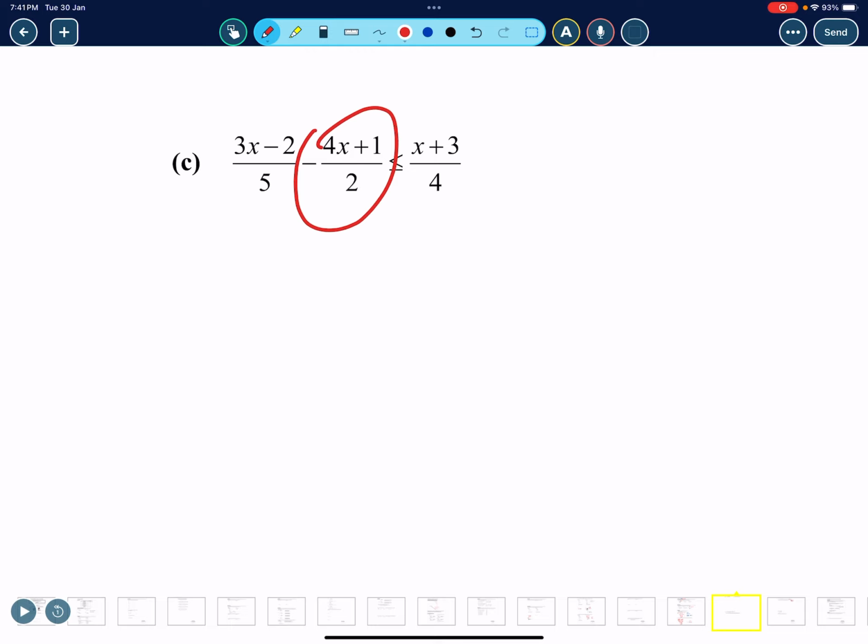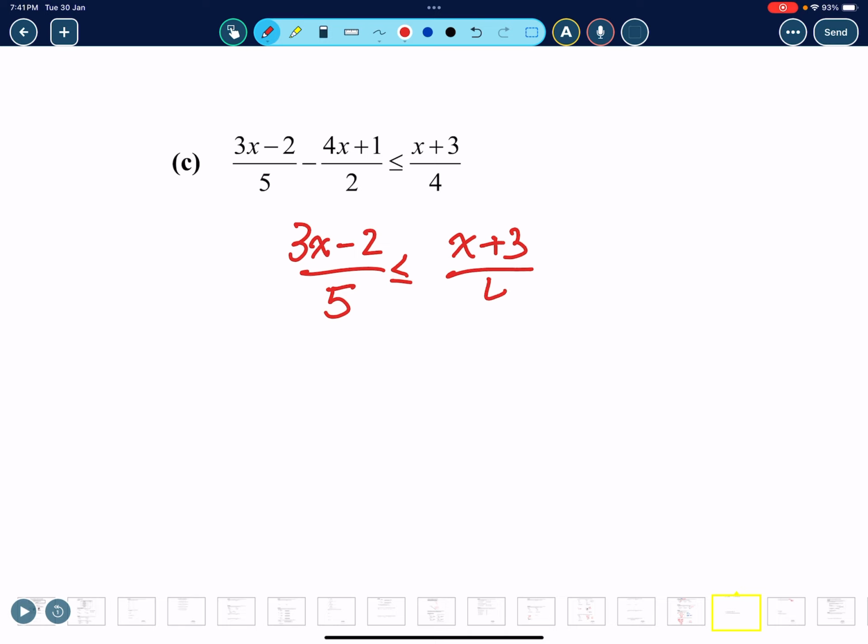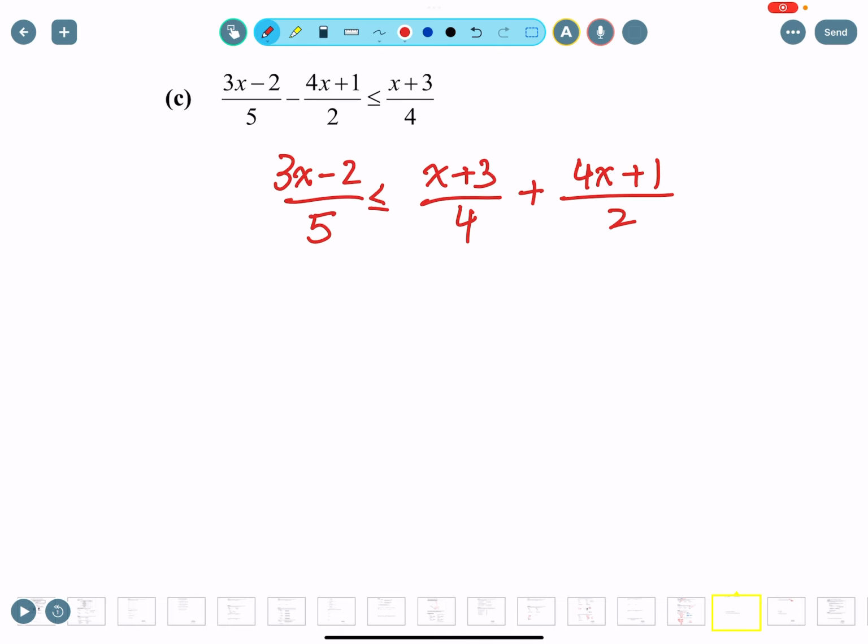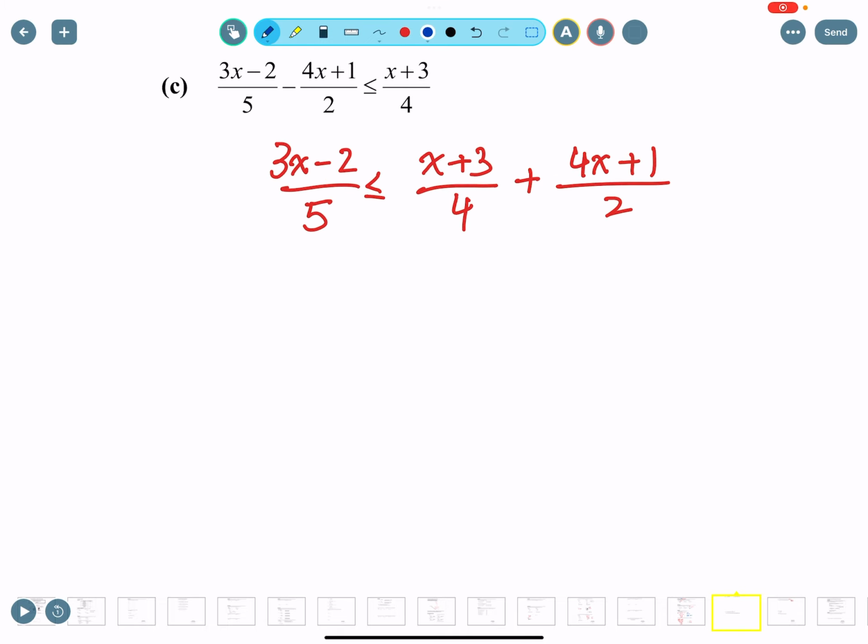Or you can move this to the right so that 4 and 2 can be easily combined together. I'll do that actually. I'll do the easy way. So I'm moving it to the right. It's 4x plus 1 over 2. Now I'm going to change 2 into a 4 because we need to have the common denominator, right? x plus 3 over 4 plus bracket 4x plus 1.